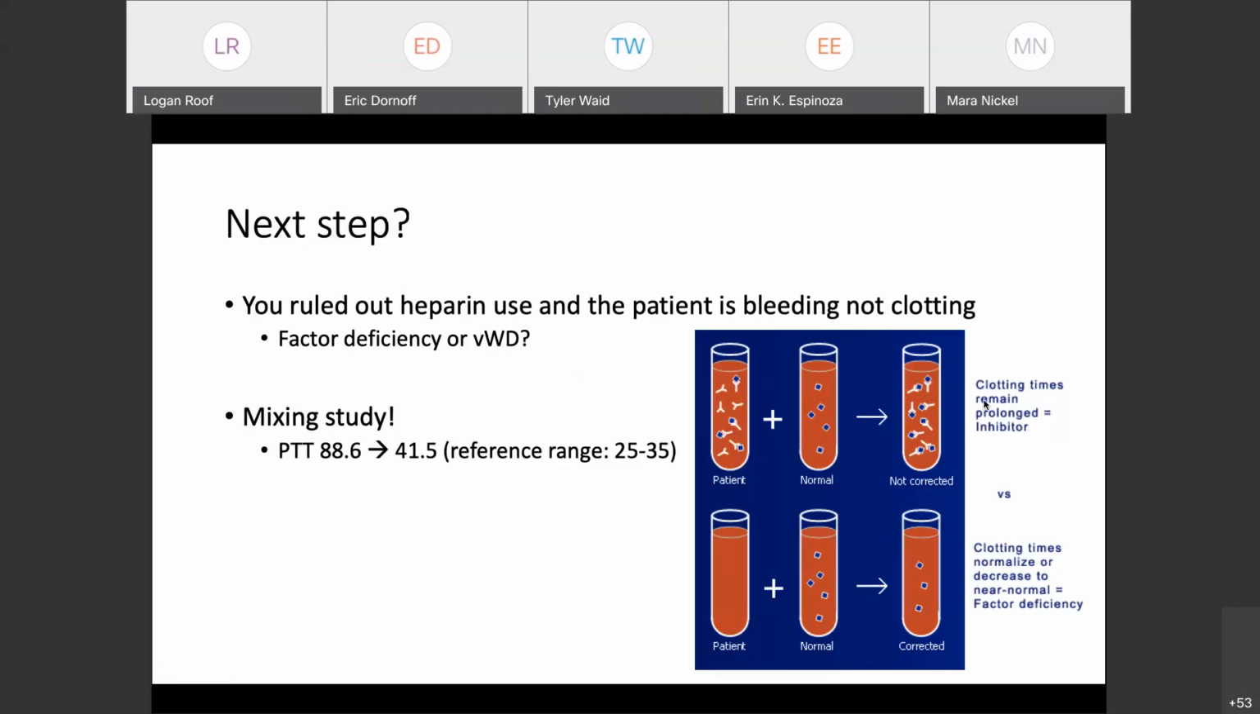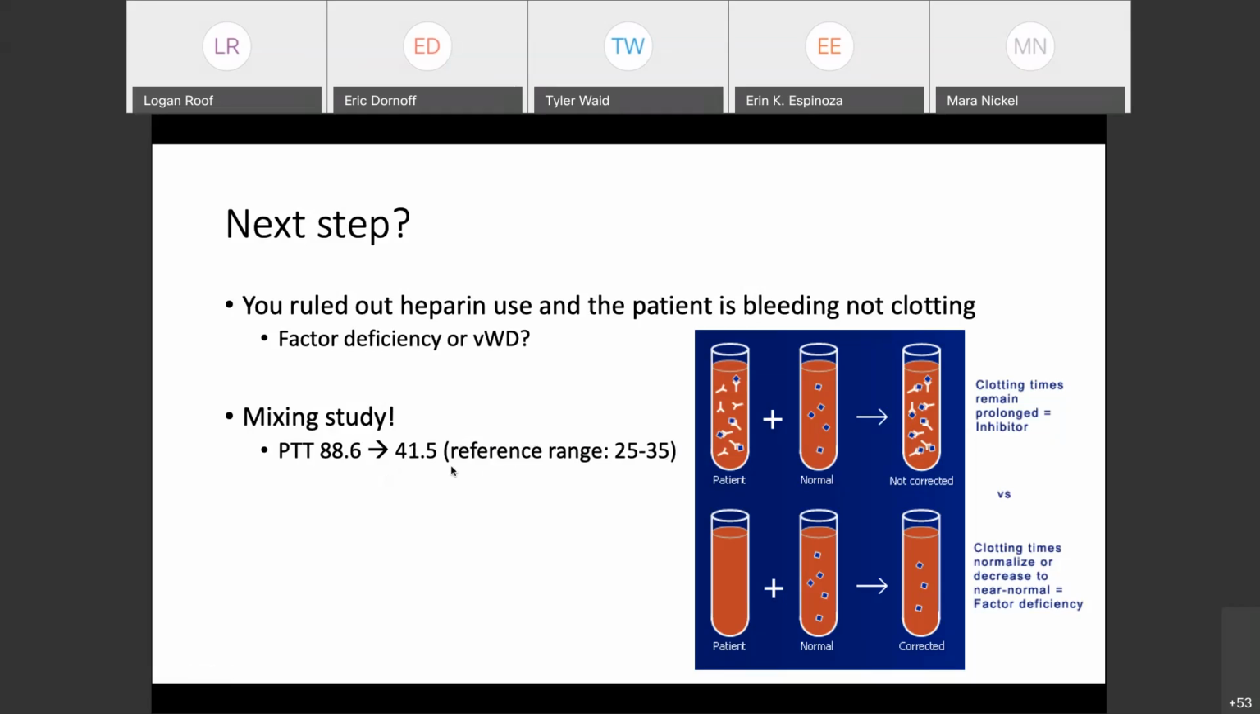So in this guy, his PTT was, again, severely prolonged. It was up to 88. And when they corrected it, it went down to 41. Now the reference range, the upper limit of normal is 35, but this is a really big correction. So yes, it doesn't complete all the way, but it's such a huge correction that we more or less count it as a correction.